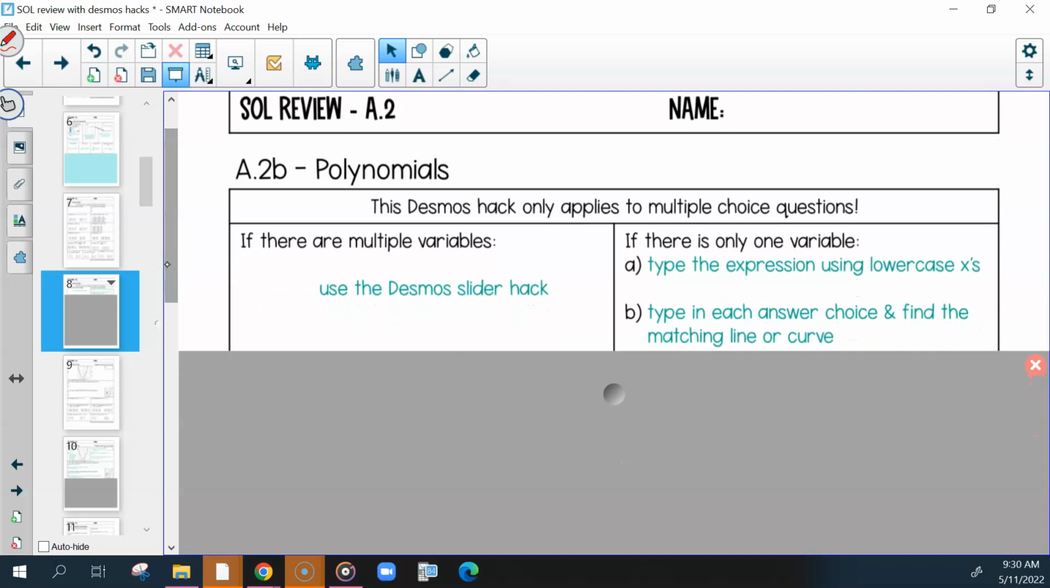On the next page, on polynomials. For this, if there are multiple variables, and again, this only applies if it's a multiple choice question, you can use the Desmos slider hack. So that's putting in tabs and hitting all or clicking all. If there is only one variable, you can type in the expression using lowercase x's and type in each answer choice to find a matching line or curve.